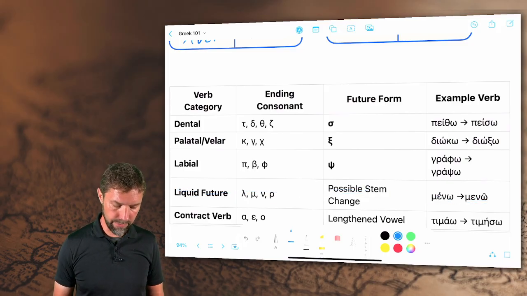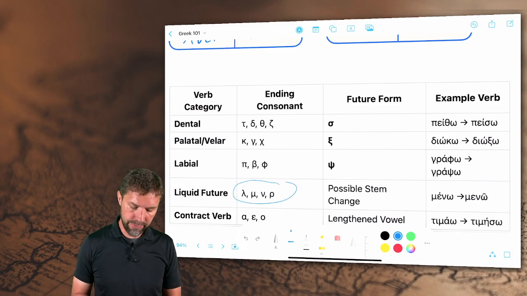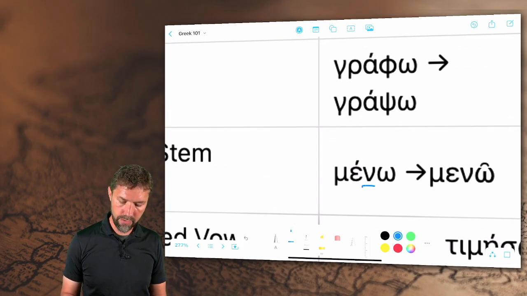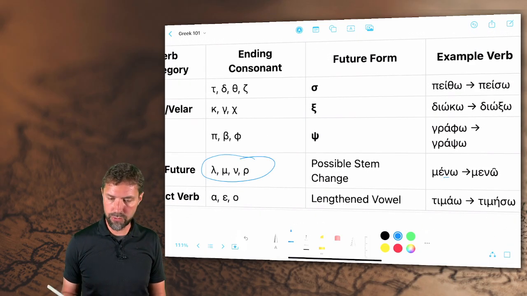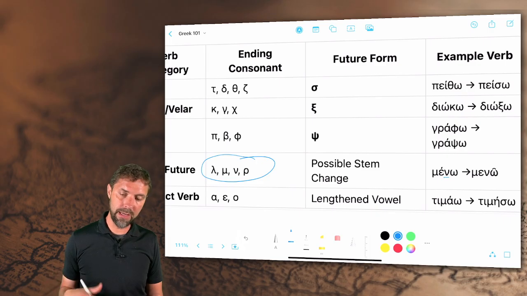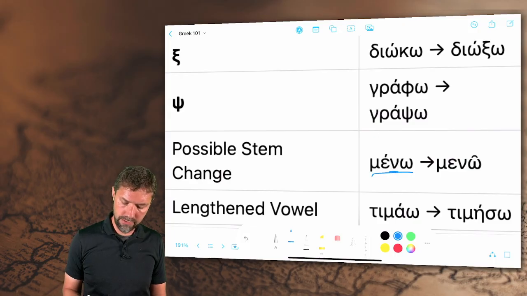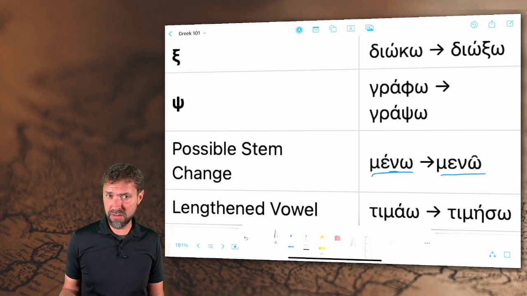The basic pattern of the liquid future is that we have these letters when a stem ends in those, as in minnow. Okay, so lambda, mu, nu, rho. You will want to memorize those letters eventually. I like to use the mnemonic leminer, like lemonade that's really strong. It's more leminer. If you have one of those letters, then you sometimes will change the stem. Sometimes the sigma just disappears. And so minnow, present, goes to future, minnow. The accent mark moved, that's it.